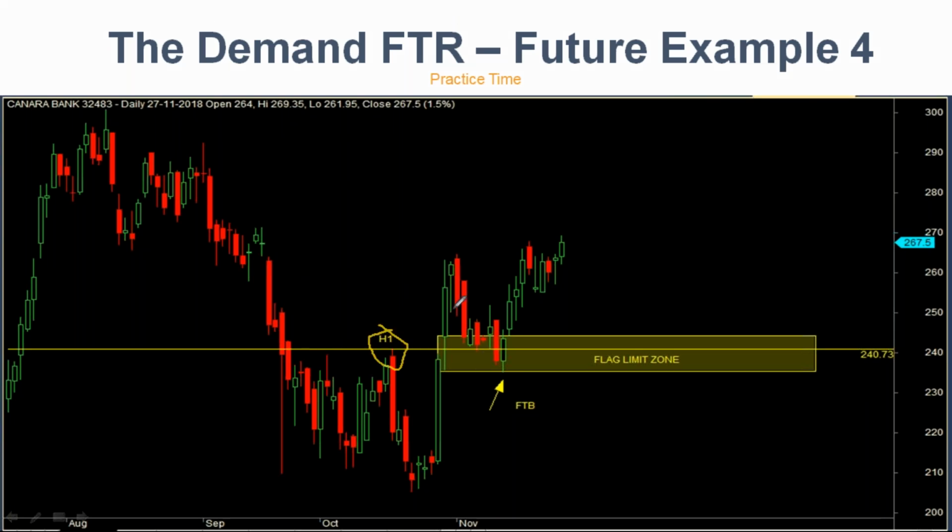H1 formed, H1 broken, H2 formed, H2 broken. So my zone is this. That is one. Now friends, look at this. This is also a wick to wick flag limit. Yes or no? Friends, it is a wick to wick flag limit and FTB it is. This trade has already worked. This flag limit trade has already worked. This is a trade for flag limit. Any arguments?